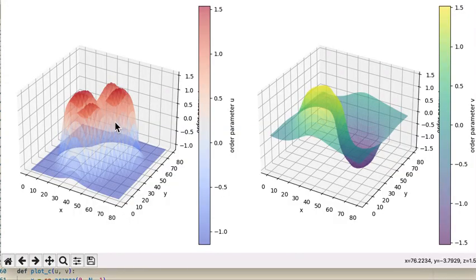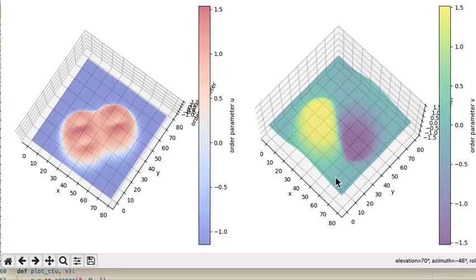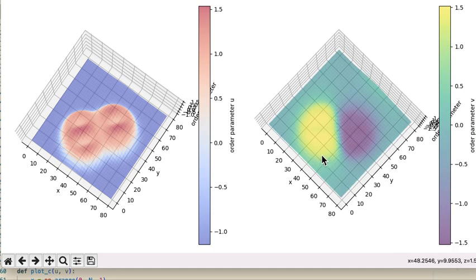Alright, so that's it. This is u. You see, this is a region in red. Color is close to +1. The region in the dark blue is close to -1. This one on the right hand side is the particle, the microphase separation. This bright yellow is close to 1, this dark blue is close to -1. And by the way, this is with sigma equal to 0.